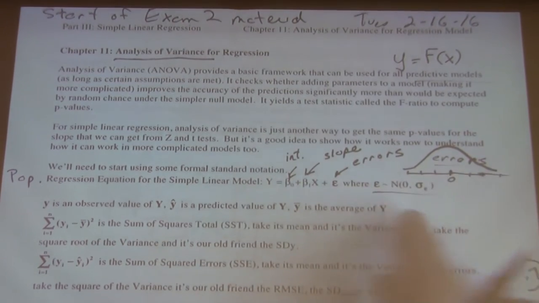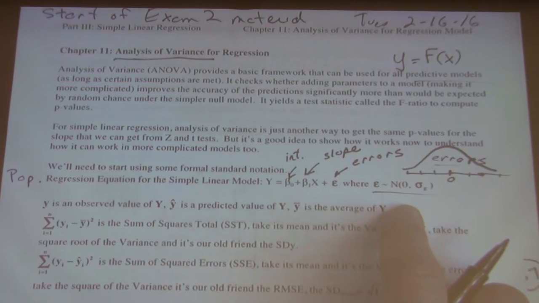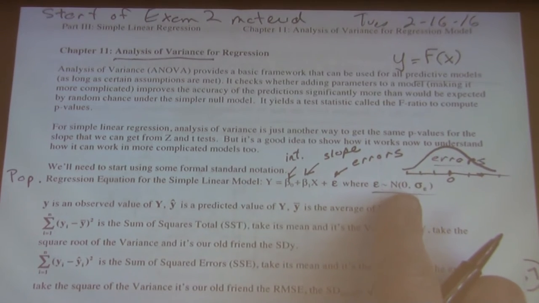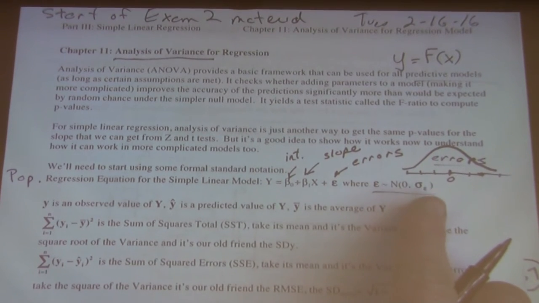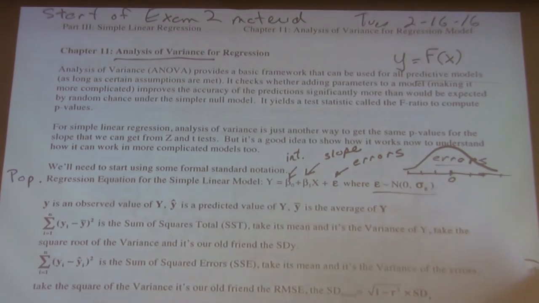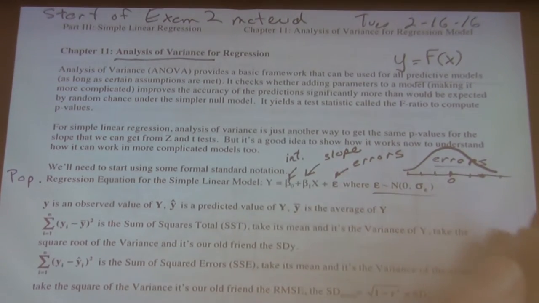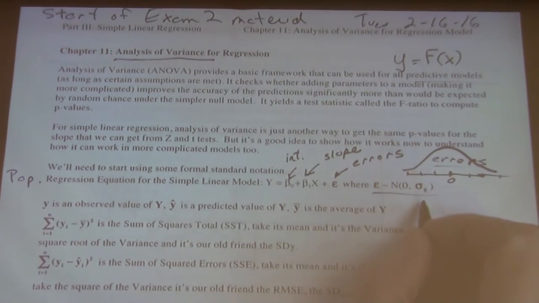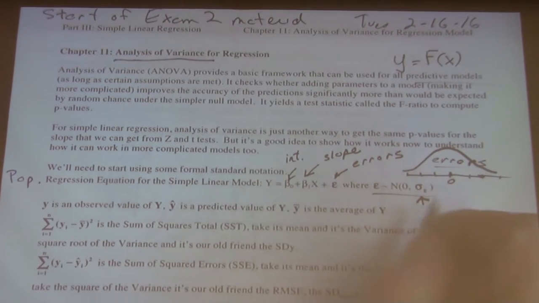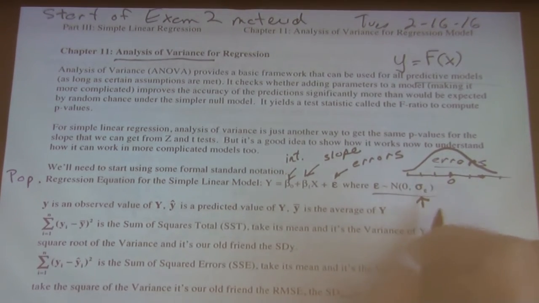And another way that you'll probably see this is people say IID. Of course, they're independent, identically distributed errors, 0, sigma squared. They usually talk about the variance. So this right here is what we estimate. This is estimated by our standard deviation of the errors.